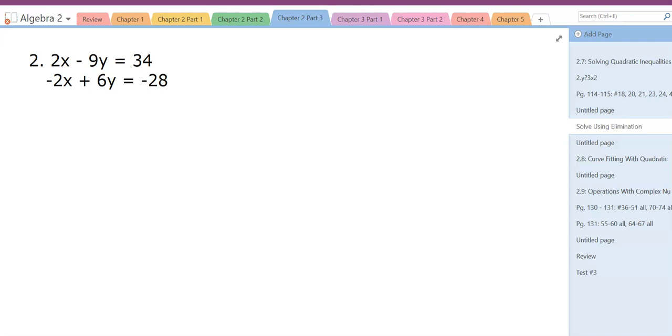So what I see first of all is that I have a 2x and I have a negative 2x. Okay, so already I have the same number in front of my x, they both have a 2, and they're already opposite signs. So this one's actually set up really nicely for me. I don't have to worry about doing anything special to these. I can just go ahead and add these two equations together.